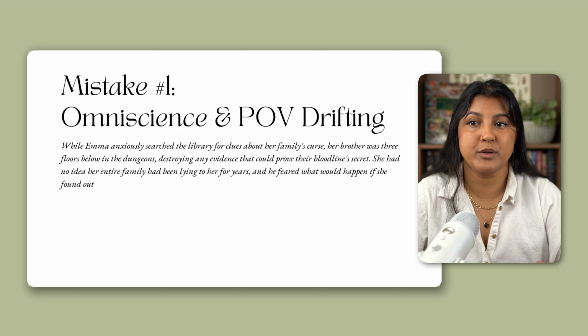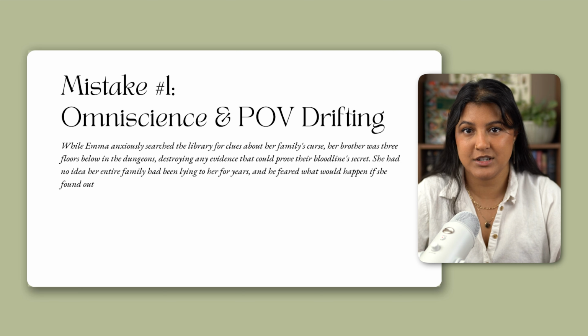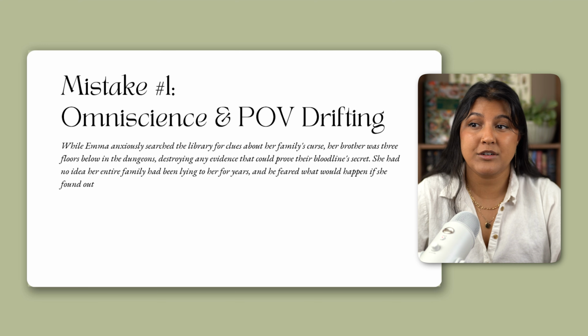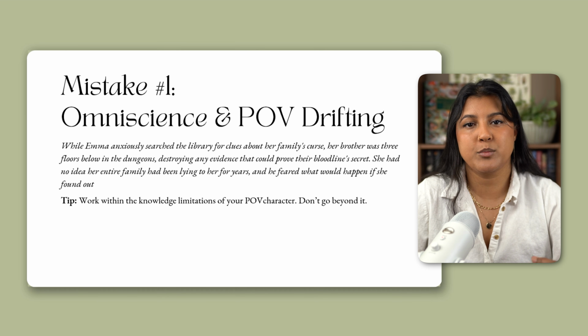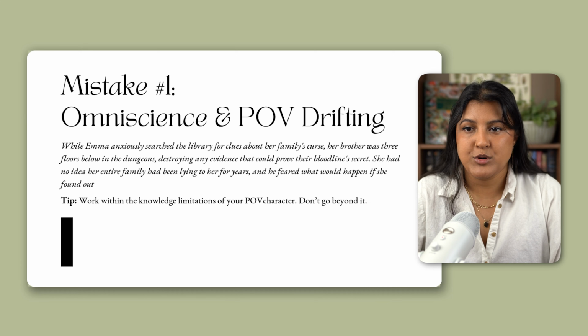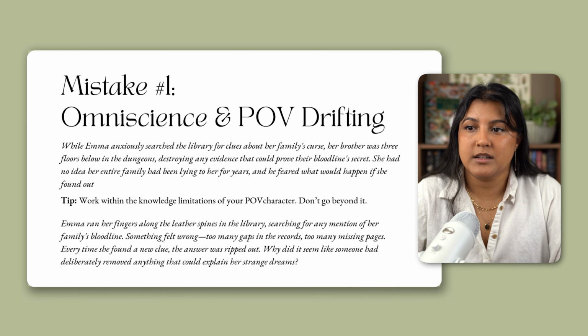Narrating that her brother was below in the dungeons is omniscient narration, and you're drifting point of views because you're narrating that the brother is fearful of what will happen if she finds out. So the way you fix this is by asking yourself whether your point of view character could possibly know this right now. If the answer is no, cut it or find a way for them to learn it naturally. So you could revise this text by saying, Emma ran her fingers along the leather spines in the library, searching for any mention of her family's bloodline.